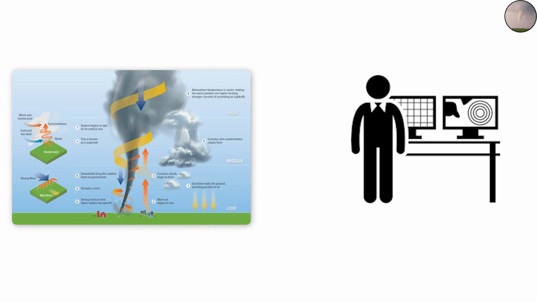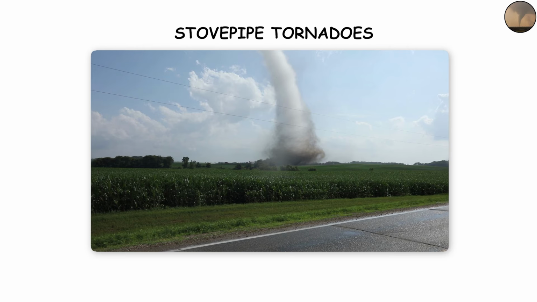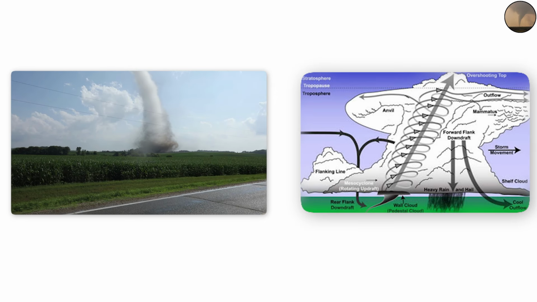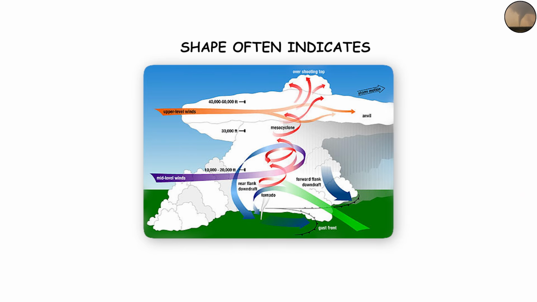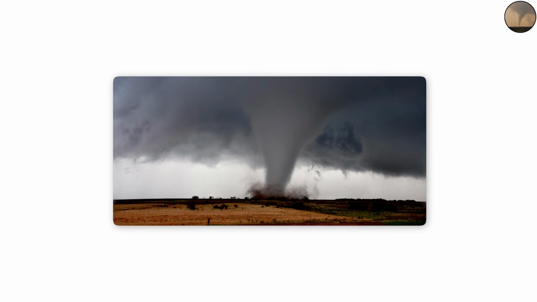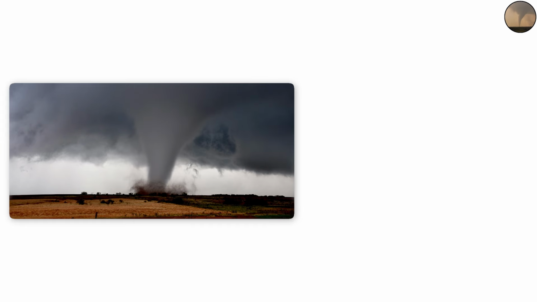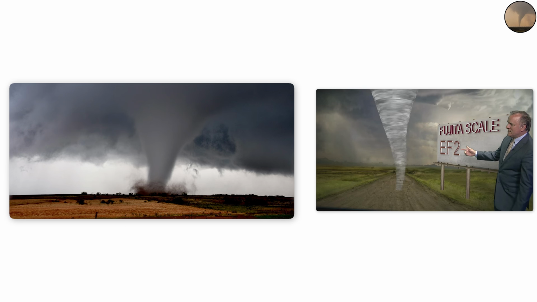Stovepipe tornadoes. Stovepipe tornadoes have a cylindrical shape with nearly vertical sides that remain consistent from the cloud base down to the ground. They look as though a giant pipe has descended from the sky. This shape often indicates a stronger, steadier inflow of rotating air than what is seen in weaker tornadoes. Stovepipe tornadoes are usually associated with significant storms, often reaching EF2 or higher.